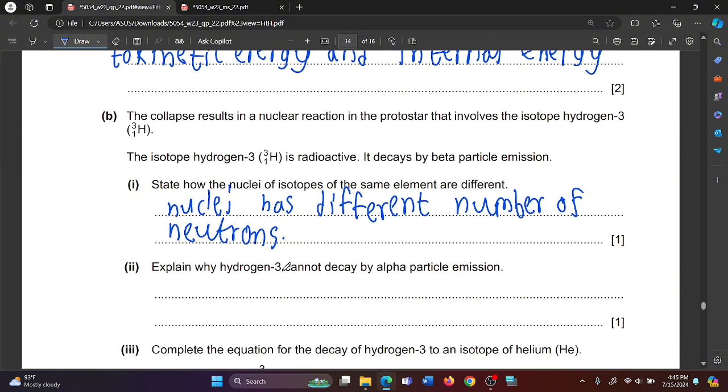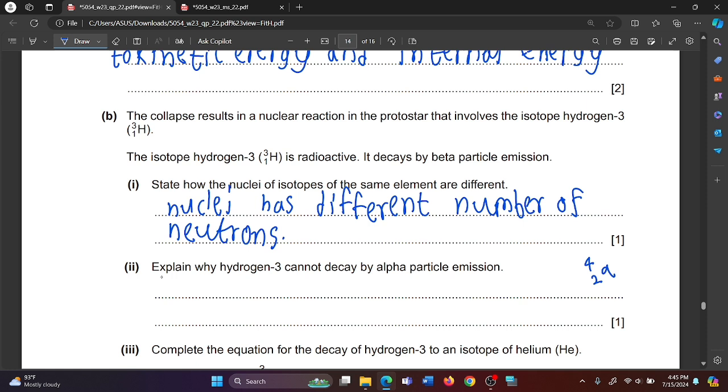Explain why hydrogen 3 cannot decay by an alpha particle emission. So we know an alpha particle has 2 neutrons and 2 protons and a total mass of 4. Now we know that the hydrogen 3 nucleus has only 1 proton, but an alpha particle requires 2 protons. Thus, the hydrogen 3 nucleus cannot undergo alpha particle emission due to lack of protons.